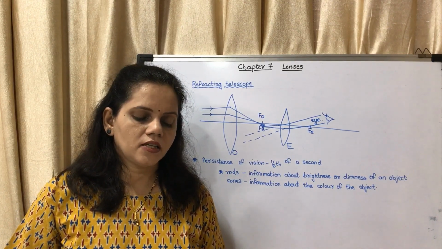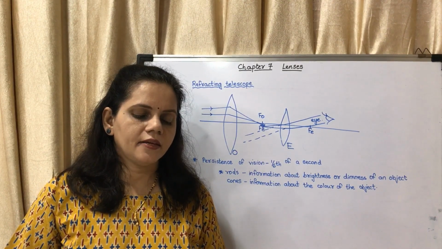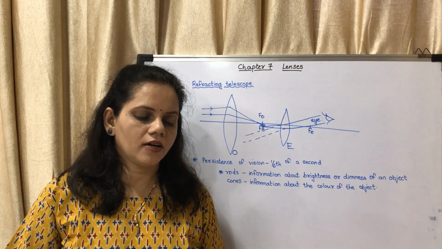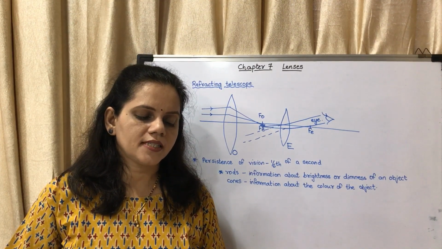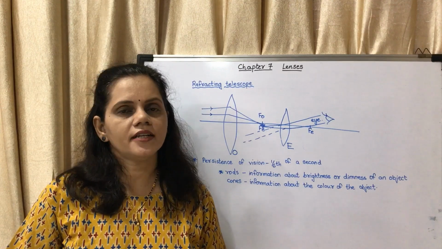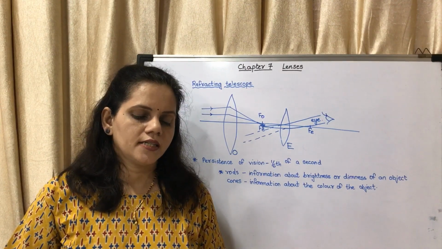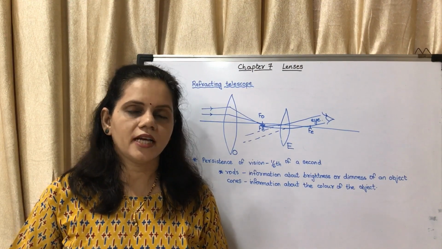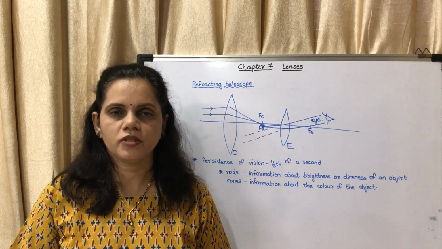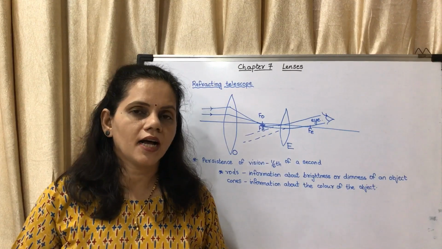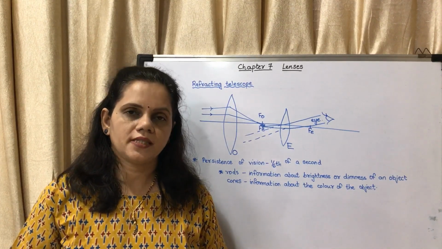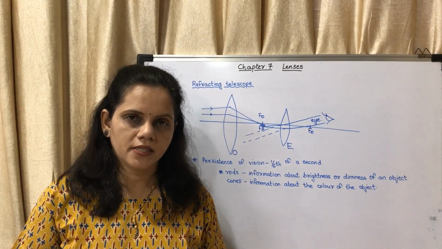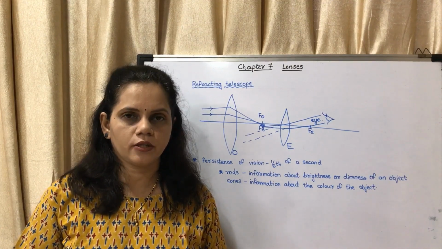However, this is not instantaneous, and the image remains imprinted on our retina for 1/16 of a second after the image is removed. This sensation on the retina persists for a while. This is called persistence of vision. Okay, so this is the answer for the question, what is persistence of vision, or explain persistence of vision. It is a 2-mark question.